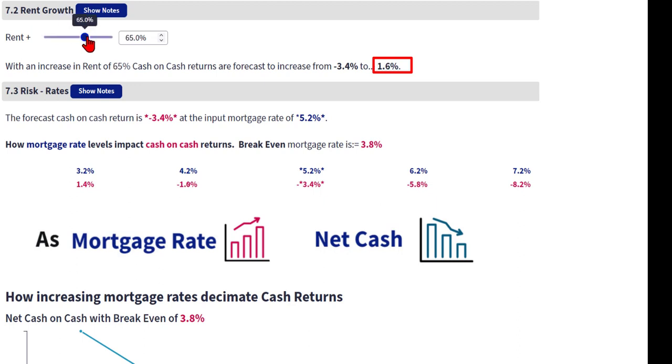In the absence of capital growth, rent growth may well be what bails out landlords. It's worth having a look here to see how much rent would have to increase to generate an acceptable return.